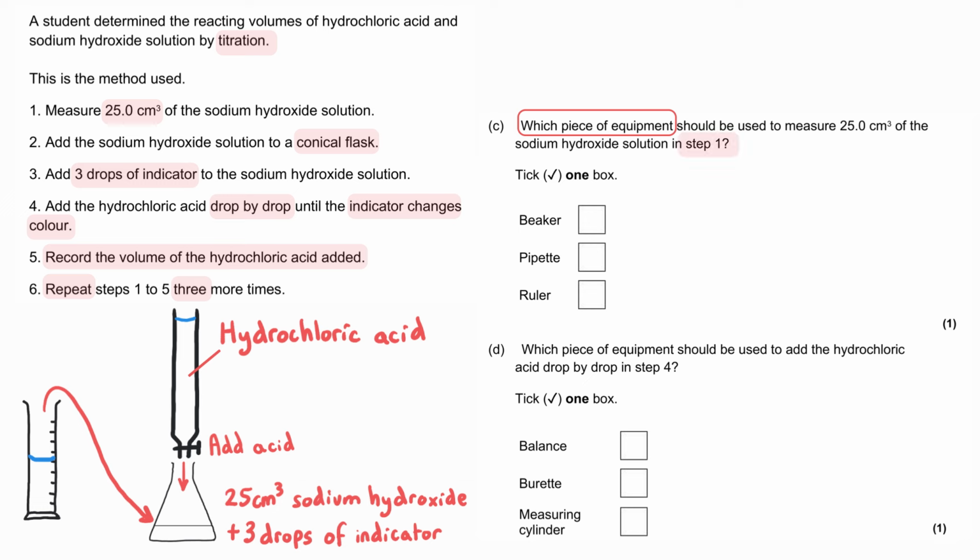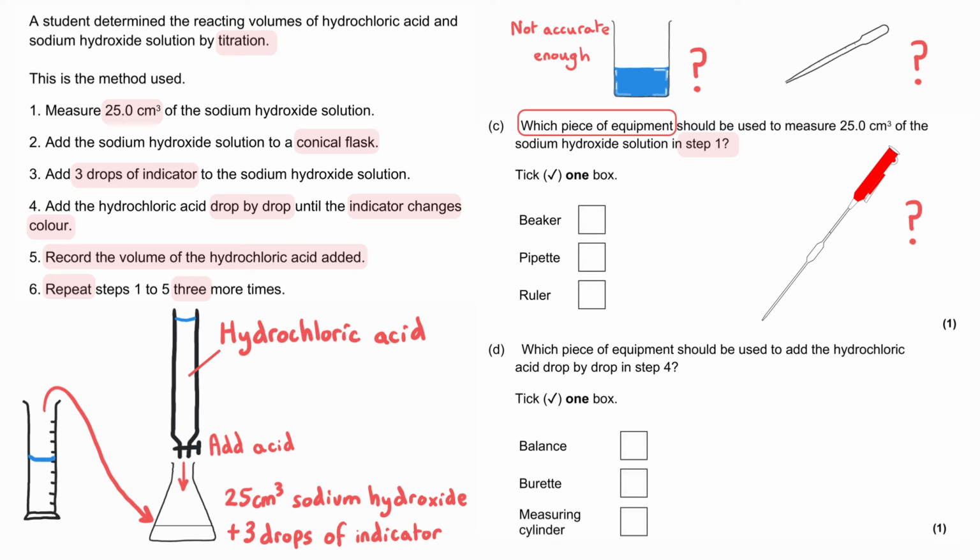We've got 3 options. Option 1 is a beaker. A beaker is nowhere near accurate enough. It's very difficult to accurately measure any kind of volumes in a beaker. That's for carrying out a chemical reaction in rather than anything else. Pipette is our next option, and this is the correct answer. There are a variety of different types of pipettes.